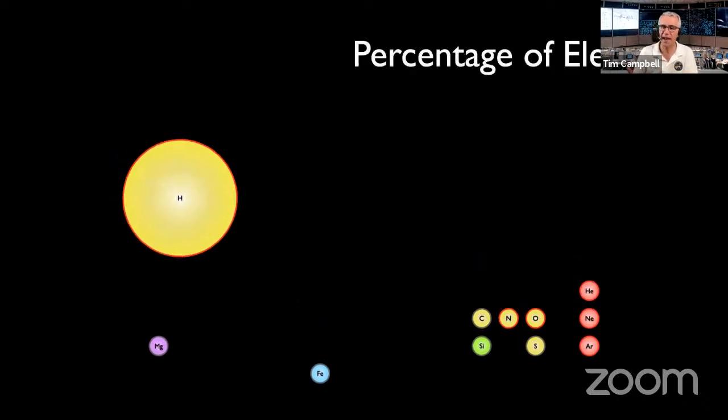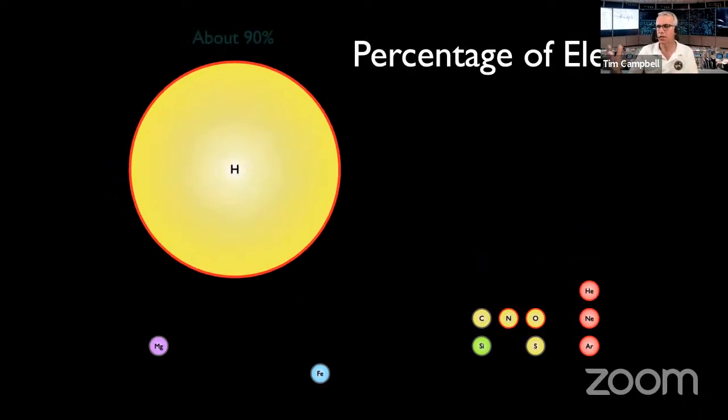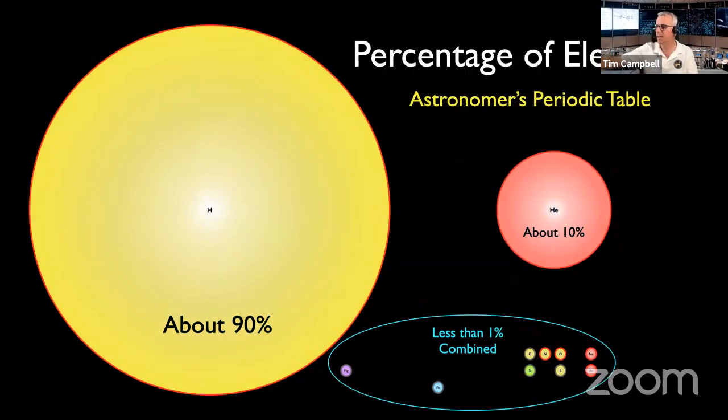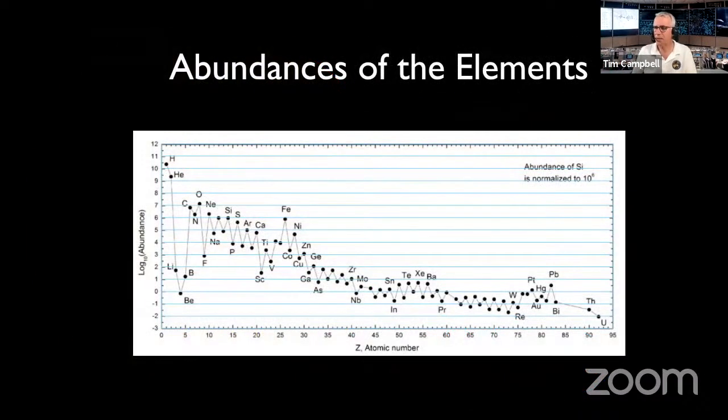Now, most of what they have is not equal quantities. Mostly what they find is hydrogen in abundance. About 90% of all ordinary matter in the universe turns out to be this hydrogen. They also see helium, about 10%, and all those other elements combined, less than 1%, not very much of it. And that is what is in the universe. And the question is, how did we get it?